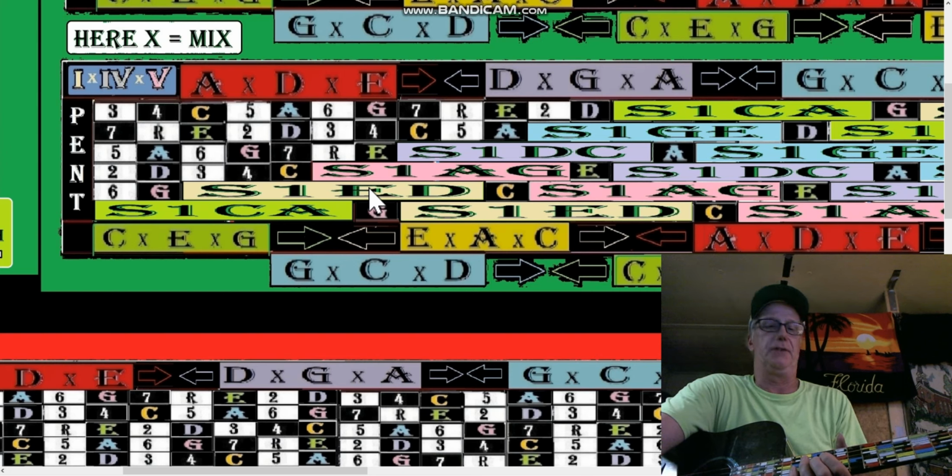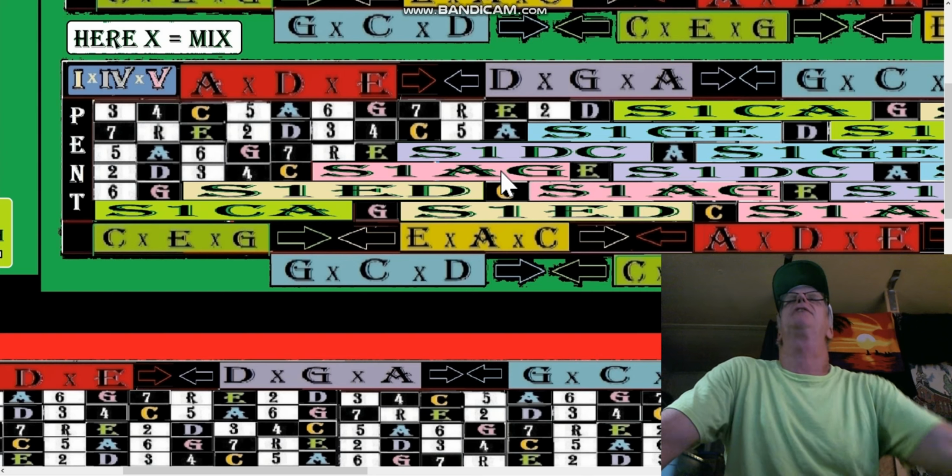Alright, so we've got 3, 4, 5, 5, 6. We're going to the fourth of the C, which is the diminished fourth to E. Okay, so then we've got 7 root 2, 2, 3, 4 for the D. We're going to the fourth of the E, which is the A shape.